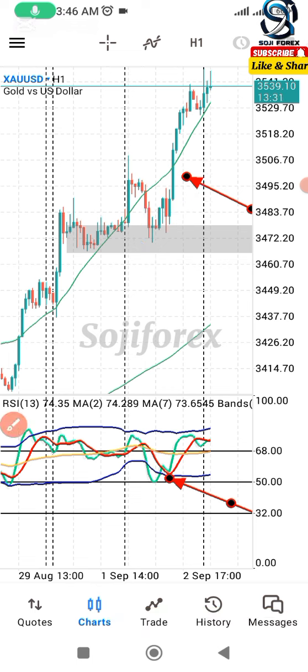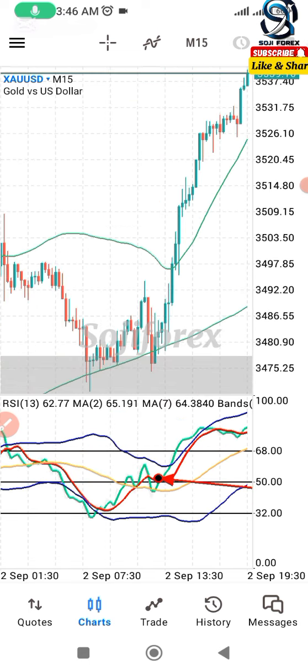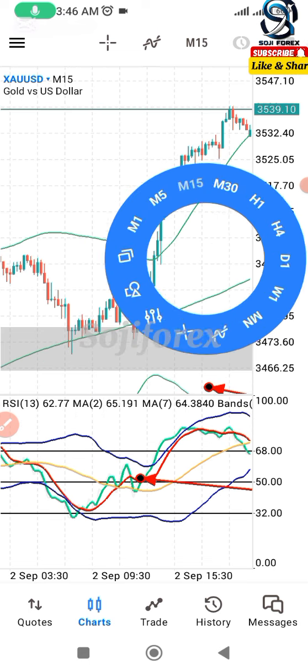Let's look at 15 minutes. On the 15 minutes, we want to see price retest either coming from the middle Bollinger Band or the lower Bollinger Band. So let's look at 15 minutes and see exactly how it plays out beautifully well. So you can see exactly how this works.